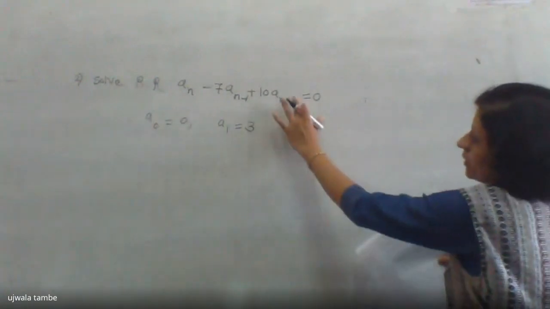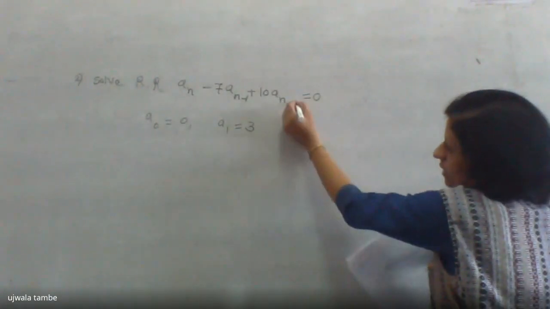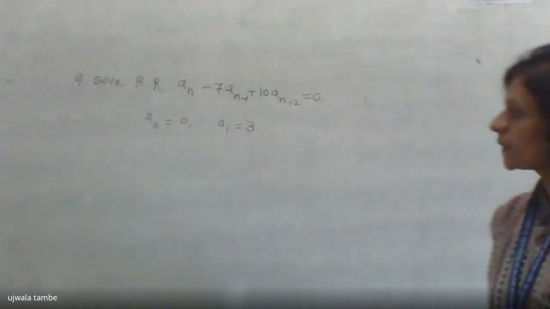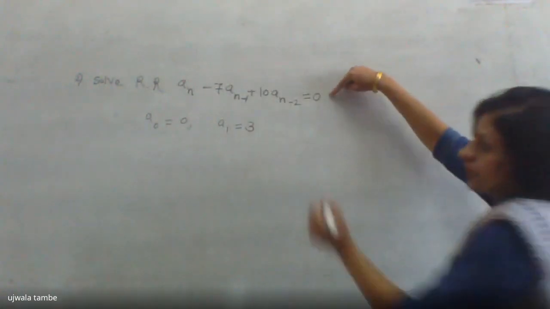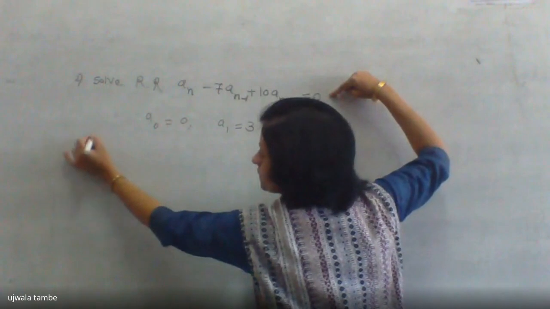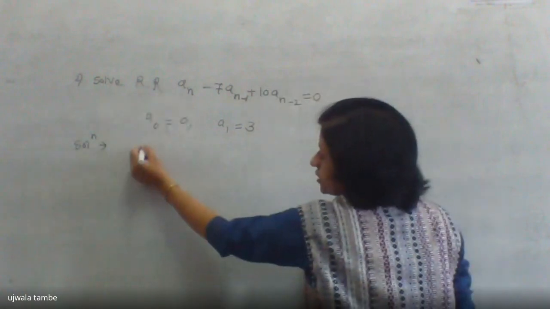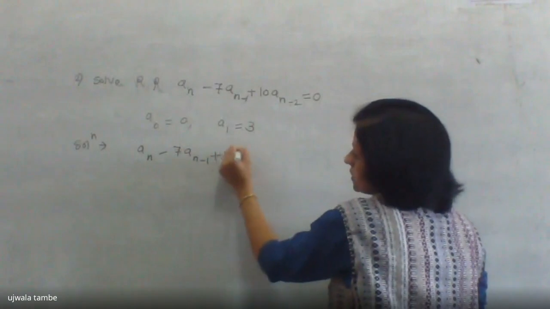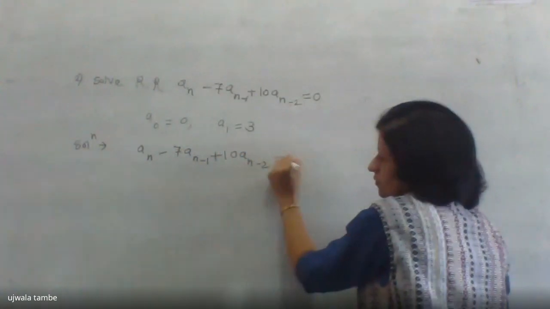Here 10 into a raised to n minus 2. Correction. The homogeneous recurrence relation is a_n minus 7 a_(n-1) plus 10 a_(n-2) is equal to 0.